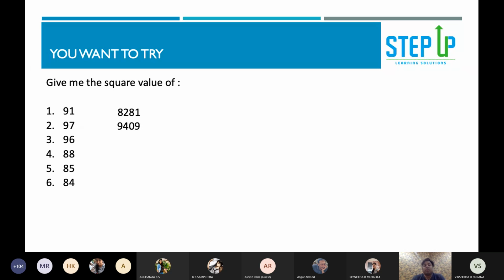Right? 96 square. Fast. Give me the answer. 9216. Yes. 96, how much less than 100? 4. 96 minus 4 is 92. 4 into 4 is 16. Your answer is 9216. Perfect. Right? What is 88 square?